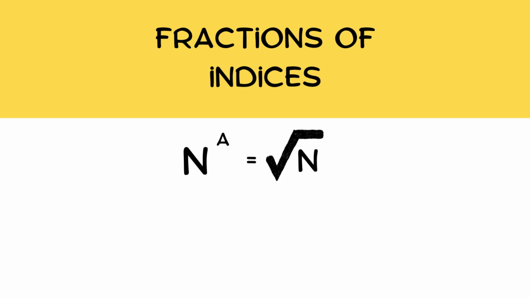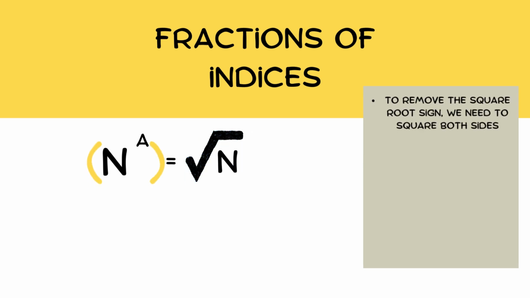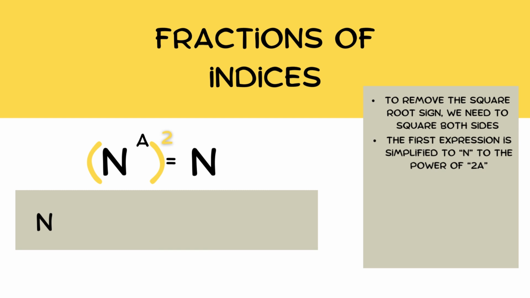Finally, what if we wanted to equate an index into a square root? Well, take n to the power of a being equal to the square root of n. To remove the square root sign, we need to square both sides. That gives us open bracket n to the power of a, close bracket squared being equal to n. From our understanding of powers, the first expression is wanting us to multiply n to the power of a twice, so we need to add the two powers, giving us a plus a, or 2a.